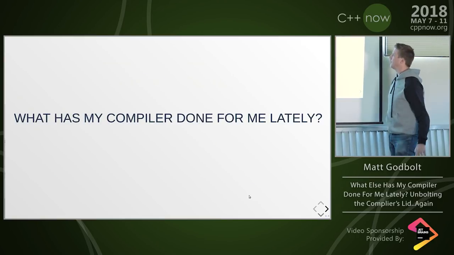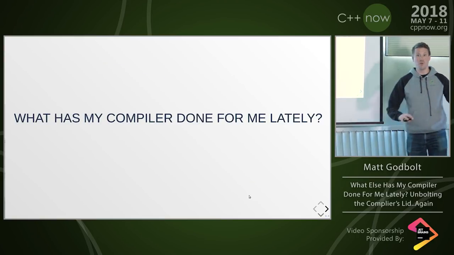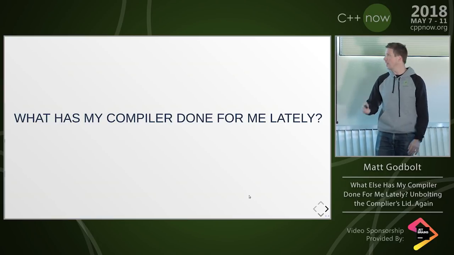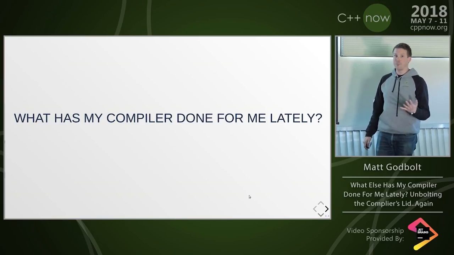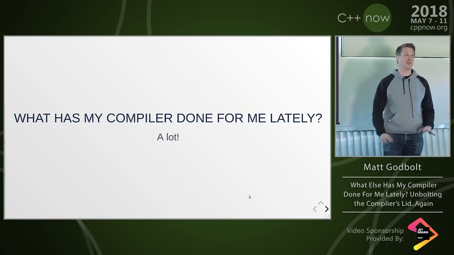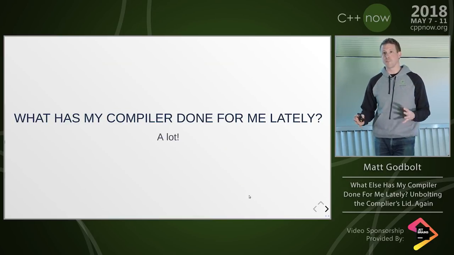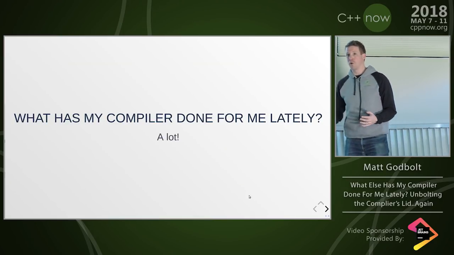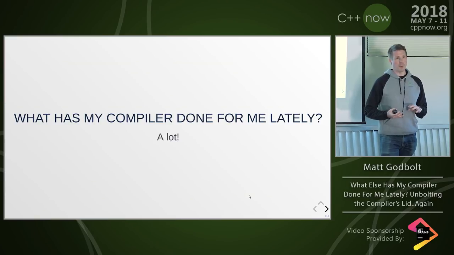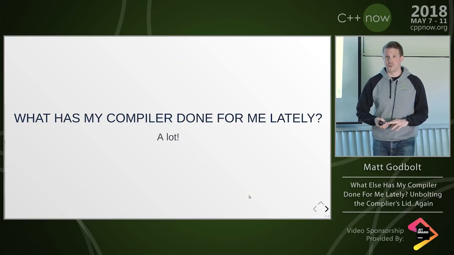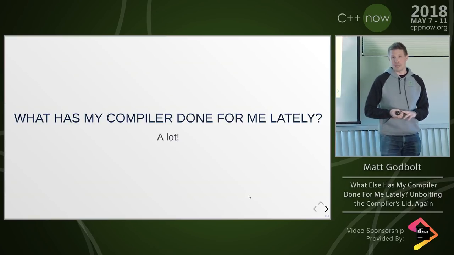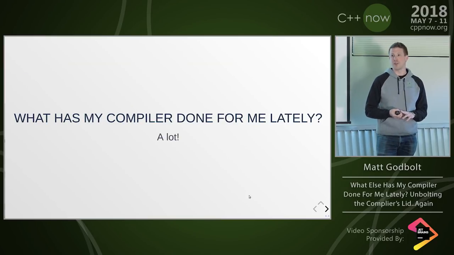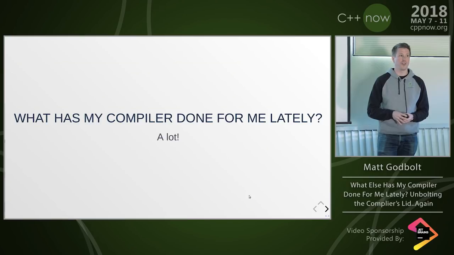Okay, so we've done virtual methods. I think that's it on the new material, and we have 18 minutes left. So, as before, what has my compiler done for me? Absolutely tons of things. It's amazing. We may complain about long build times. We may complain about error messages. There are many things we may complain about, but just take a moment to think about the engineering marvel that is a modern compiler and what goes on inside the optimizer.